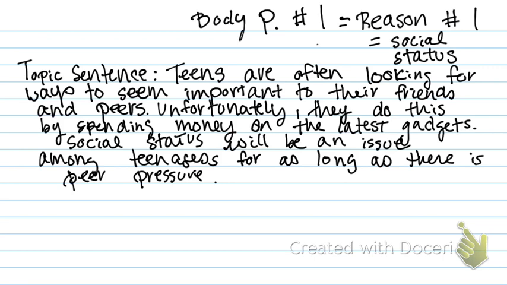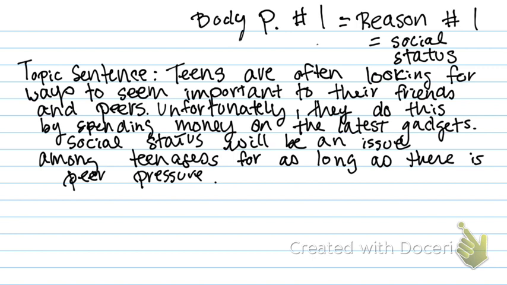All right, so I went ahead and wrote my topic sentence. I said that teens are often looking for ways to seem important to their friends and peers. Unfortunately, they do this by spending money on the latest gadgets. Social status will be an issue among teenagers for as long as there is peer pressure.